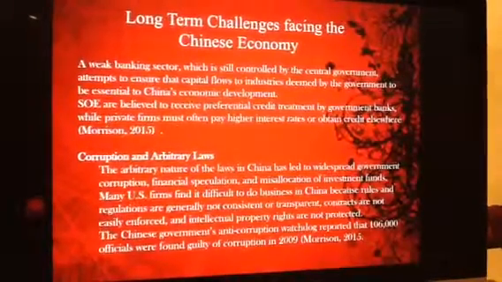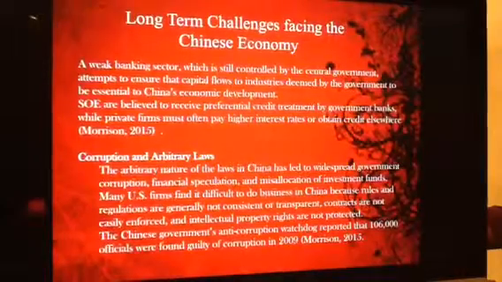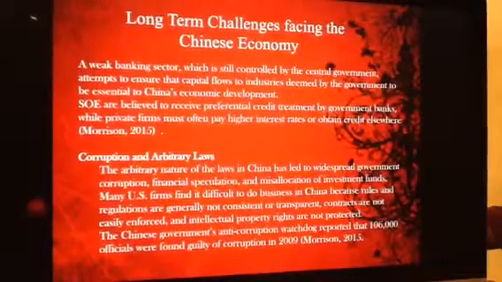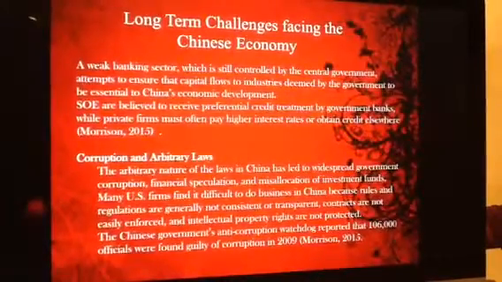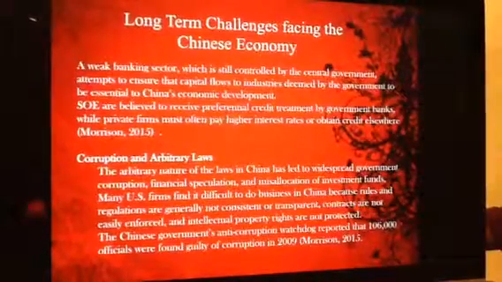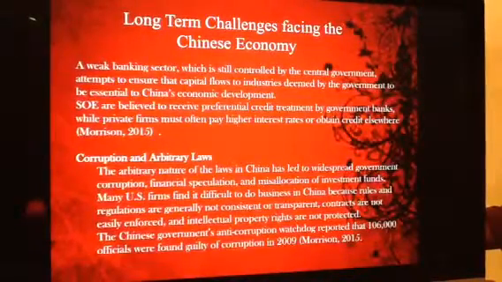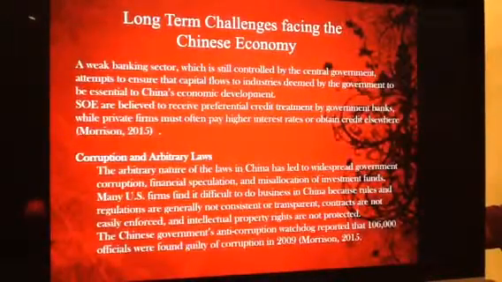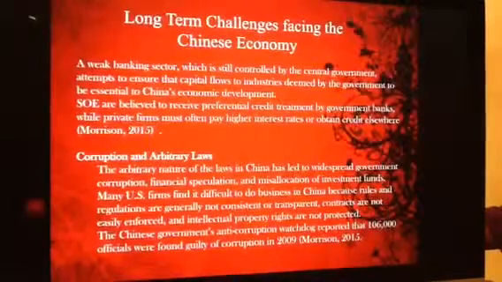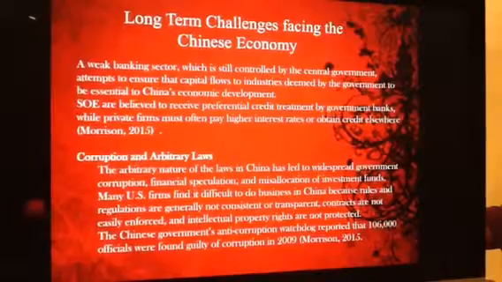The arbitrary nature of the laws in China has led to widespread government corruption, financial speculation, and misallocation of investment funds. Many U.S. firms find it difficult to do business in China because rules and regulations are generally not consistent or transparent.